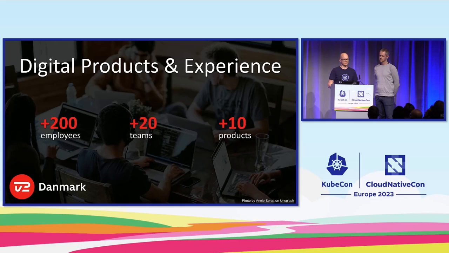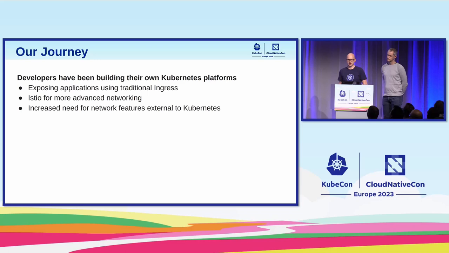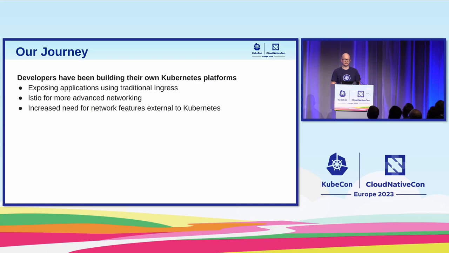So looking a bit at the cloud journey we've had so far, for the past 4 or 5 years or so, our development teams have been building their own cloud platforms. This means that today we have many similar platforms, but with some differences in details. So we have many different snowflake platforms. Most developers have been using traditional Ingress to expose applications. Some teams are using Istio for more advanced networking.